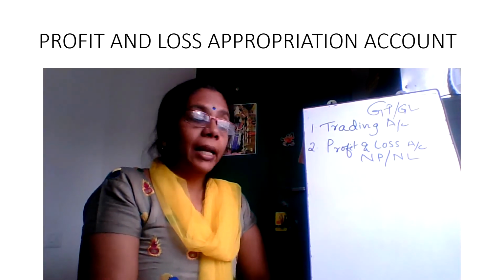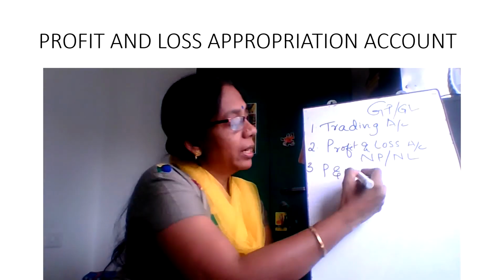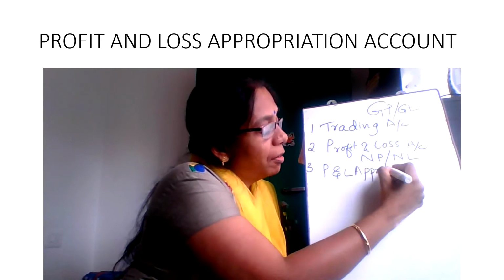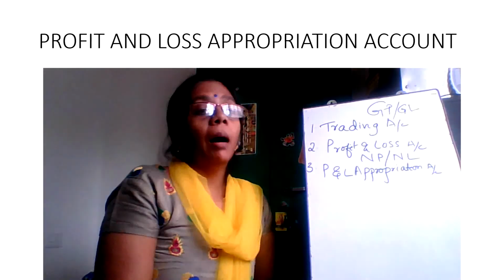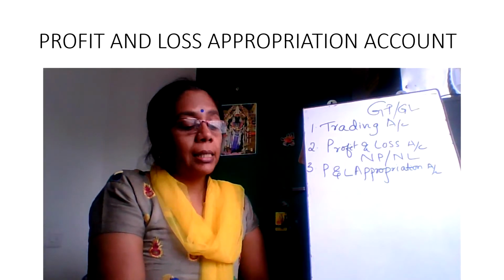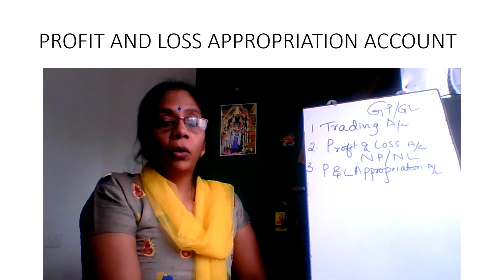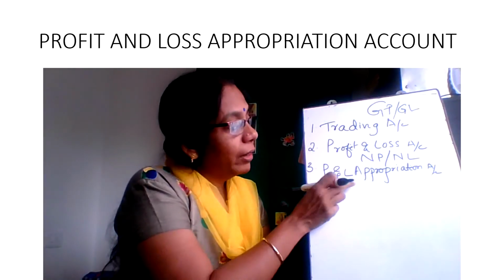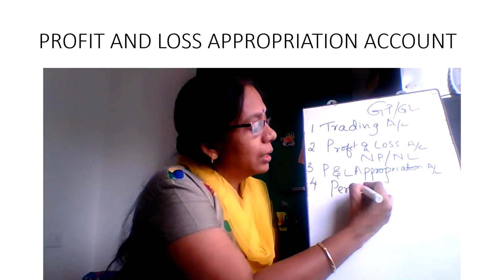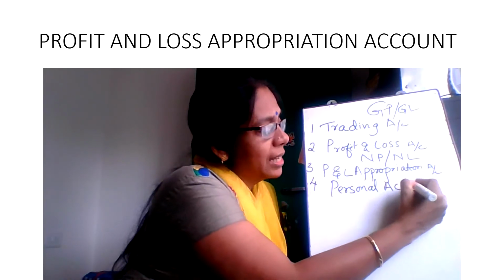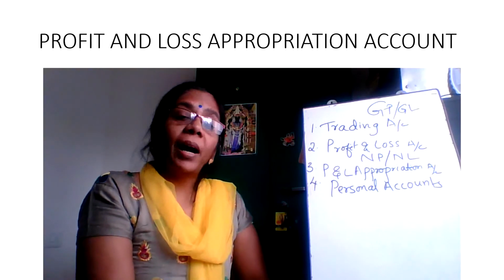But instead of preparing the balance sheet, in between the profit and loss account and the balance sheet, in the case of a partnership firm, we have to prepare the profit and loss appropriation account. It is compulsory that we prepare this account. But again, we can't directly move into the balance sheet. The personal accounts of the partners need to be prepared. So I'm just telling you the sequence of final accounts in the case of partnership.